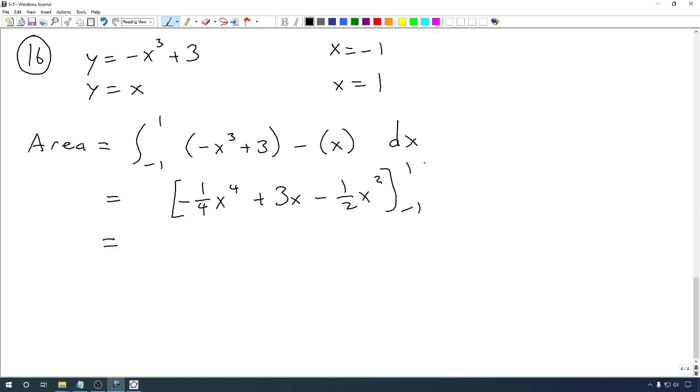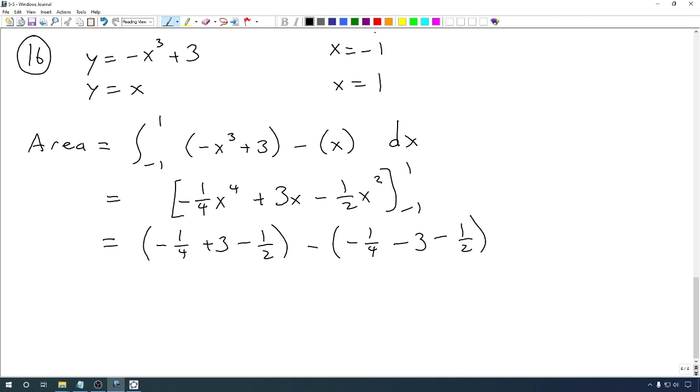Go ahead and plug in 1. That just basically gets rid of all the x's. We have the negative 1/4, we have a 3, and we have a negative 1/2. Next we plug in -1. Well, the -1 is just going to be a 1 in the case of the x to the 4th and the x squared, but it's going to change the sign for the 3x. So we're still going to have a -1/4. The 3 is going to become a -3, and we're still going to have a -1/2.